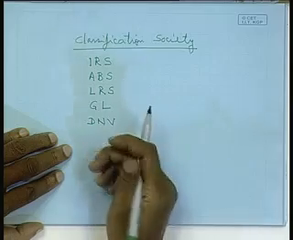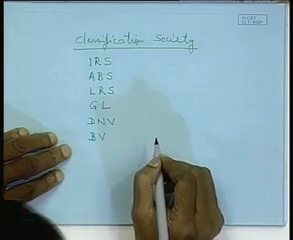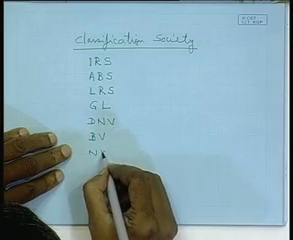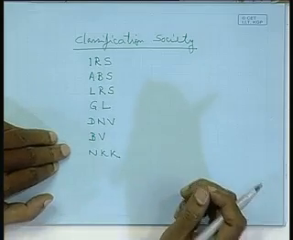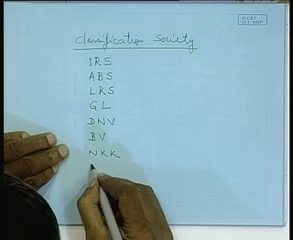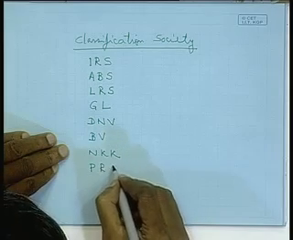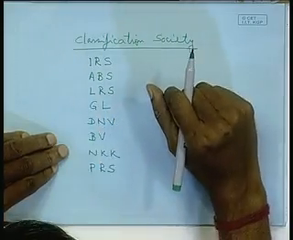Just for the sake of it, you should know these names. Then you have Bureau Veritas, French one, right. Then you have NKK, this is a Japanese one, Nippon Kaiji Kyokai, NKK, right. There is PRS, Polski Rejestr Statków, this is a Polish one, right. So, not necessarily do all countries in the world have their own classification societies, but many of them do. These are some of the societies which are there.